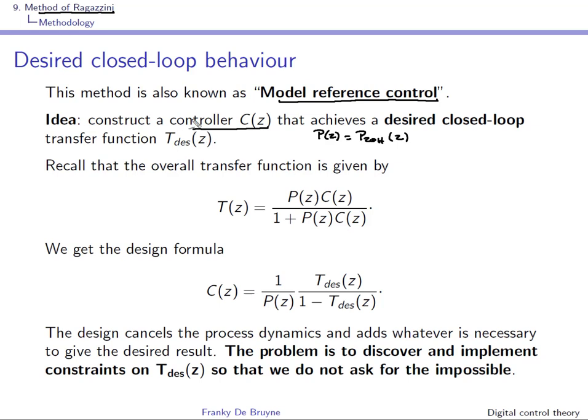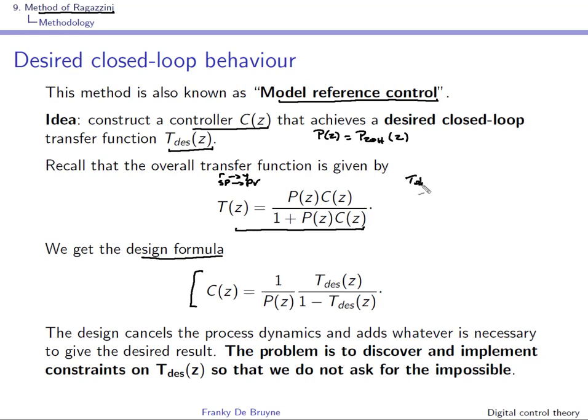So the idea is to design a controller in such a way that the closed loop transfer function is a desired transfer function. This is something that you can design yourself. Remember that the overall closed loop transfer function, from reference or set point to output, is the complementary sensitivity function. So this will yield a design formula, which we can obtain very easily.